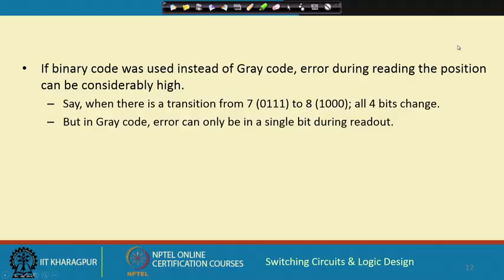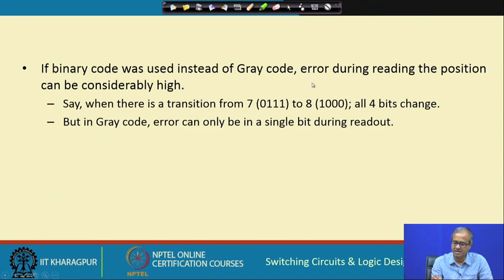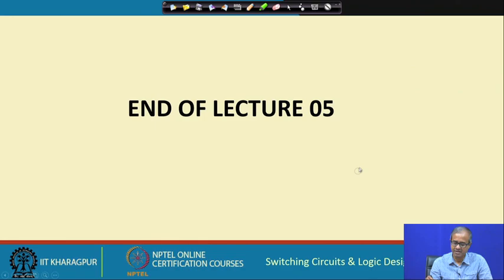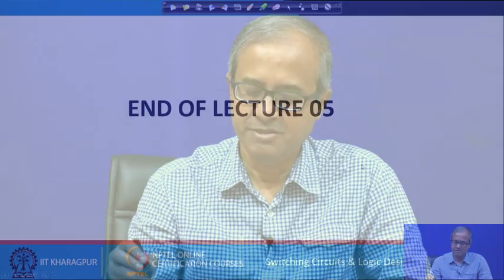So, this is what I mentioned: if binary code was used instead of gray code, multiple bit positions might be changing across segments and so the error could have been higher, but in gray code you can have an error only in a single bit position during reading, okay. So, with this we come to the end of this lecture.